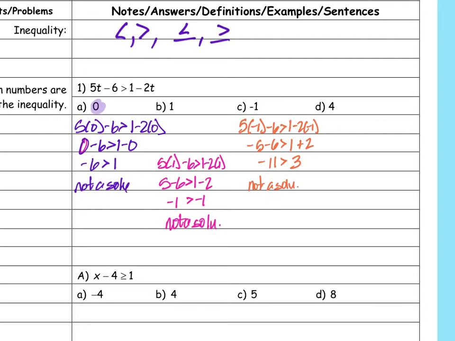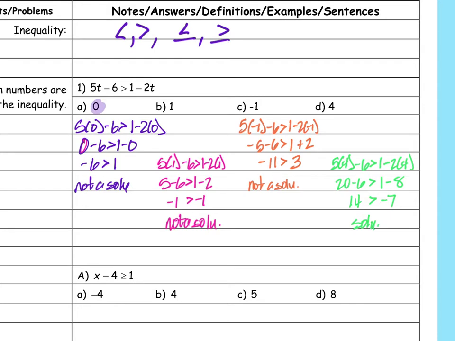So I'm going to come down here. So I've got 5 times 4 minus 6 is greater than 1 minus 2 times 4. So 20 minus 6 has got to be greater than 1 minus 8. So is 14 greater than -7? Yes, finally. So this one is a solution.